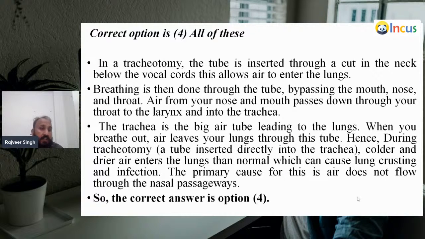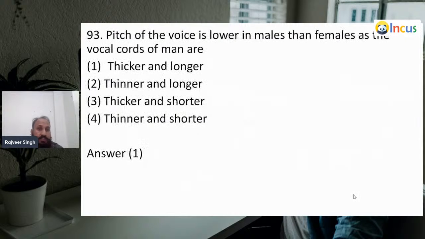Hence, during tracheotomy, with a tube inserted directly into the trachea, colder and drier air enters the lungs than normal, which can cause lung crusting and infection. The primary cause for this is that air does not flow through the nasal passageway. So we can say our answer for this question is all of this.